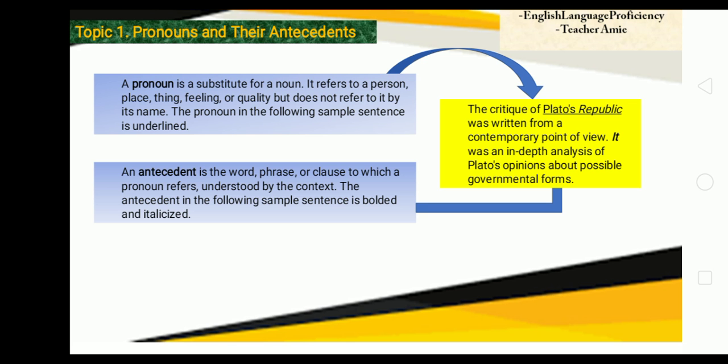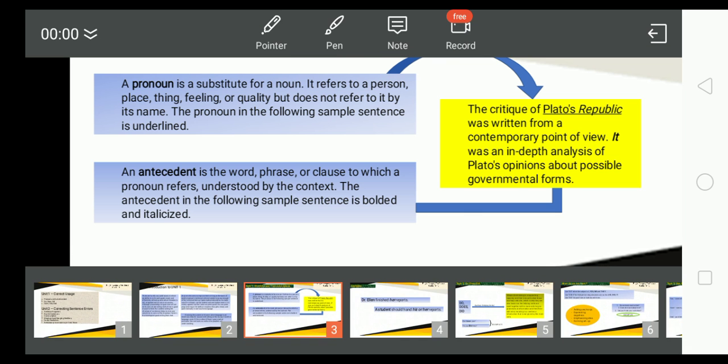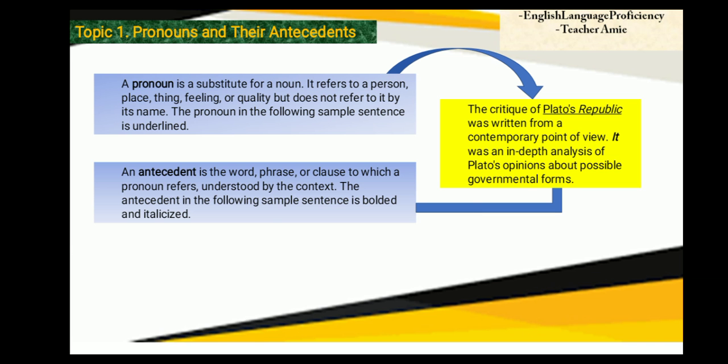So let's locate where the pronoun lies. The pronoun there is it. And that it is referring to Plato's Republic. Again, yung pronoun natin is the word it. Yan, nakabold siya. And then, the word it or the pronoun it is referring to Plato's Republic. Therefore, Plato's Republic, which is a noun, is an antecedent.